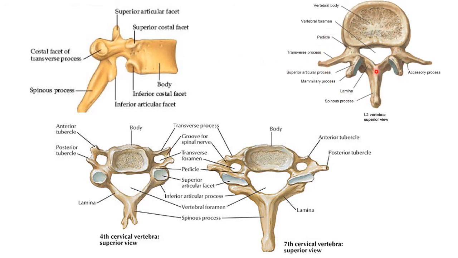So we can differentiate easily between the cervical, thoracic, and lumbar vertebra. If foramen transversarium is present, it means it is a cervical vertebra. If costal facets are present and no foramen transversarium, it is a thoracic vertebra. And if neither the foramen nor the costal facets are present, then it is a lumbar vertebra.